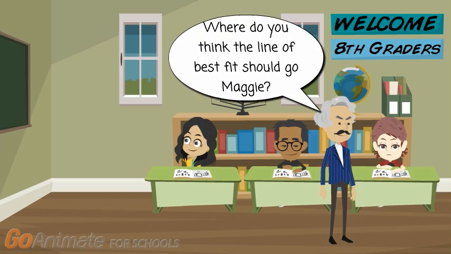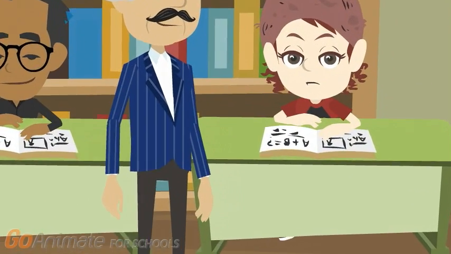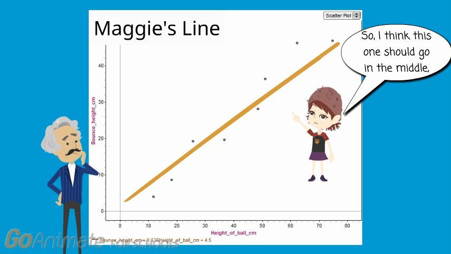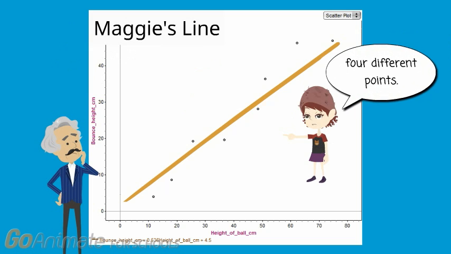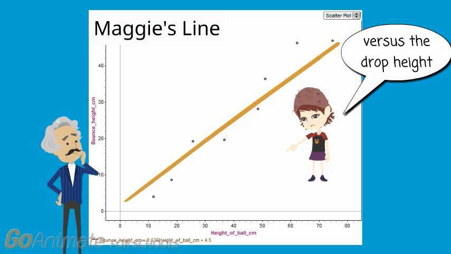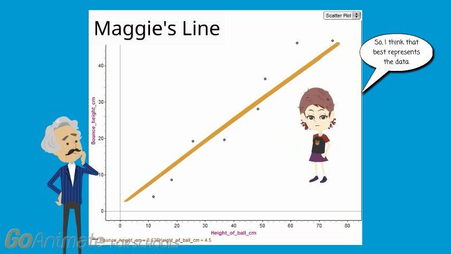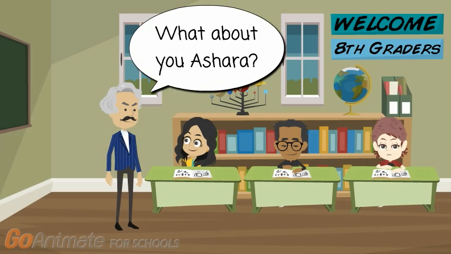Where do you think the line of best fit should go, Maggie? So, I think this one should go in the middle, also because on each side there are 4 different points. So it may show the average bounce height versus the drop height throughout the middle. So, I think that best represents the data. What about you, Ashara?